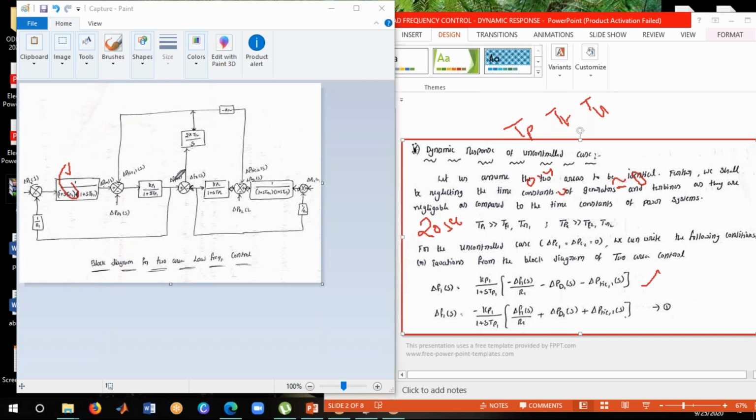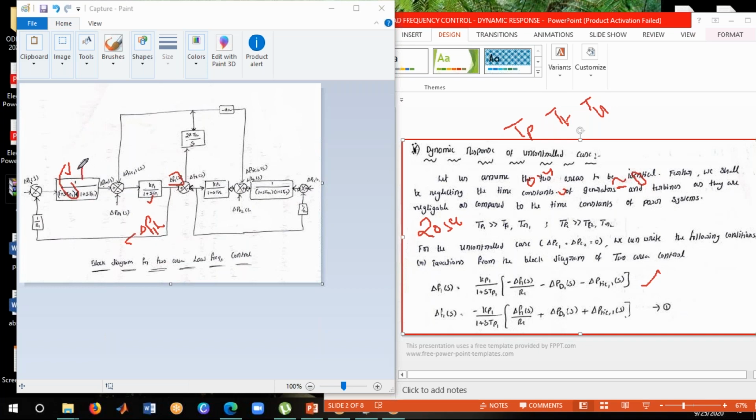Now we need to get the equation for delta f1 of s. This is the equation we can get. Here this entire term will become 0. Now we are getting the three factors here, delta pti1, delta pd1 and this factor, which is multiplied with this transfer function. So delta f1 of s is equal to kp divided by 1 plus s tp1 into, here it is the feedback of delta f1 of s, and here you will get minus delta f1 of s divided by r1, and minus delta pd1 and minus delta pti1 of s. So this is the equation we will get from this derivation.